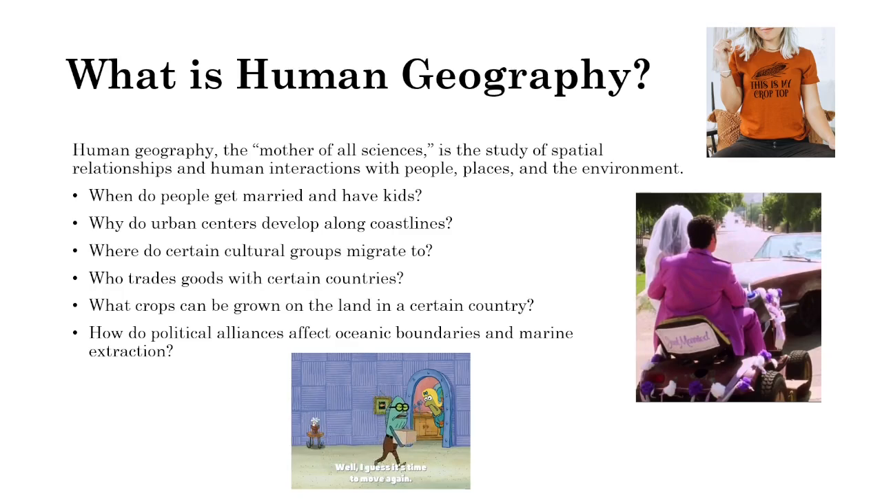What crops can be grown on the land in a certain country? What climate zones are there? How does that benefit the economy as well as the food consumption within the country? How do political alliances affect oceanic boundaries and marine extraction? How does this create disputes and resolutions between countries and organizations?